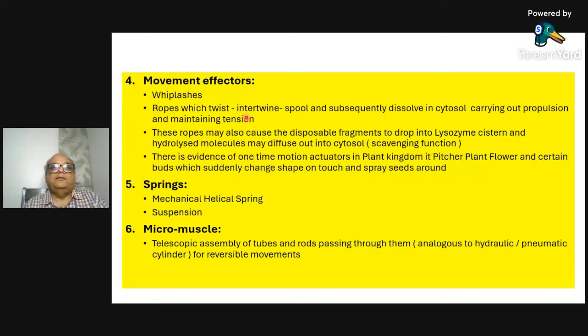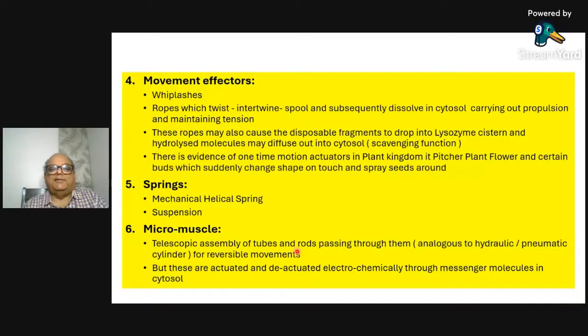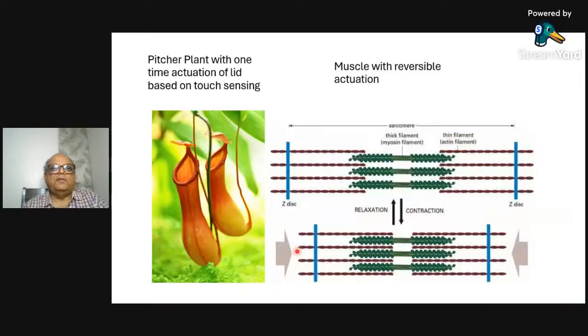The difference between before and now is that this was a one-time actuation. This is a repeatable and reversible actuation. Okay, so a micromuscle can also be there, and it's found in the cell. But these are actuated and deactuated electrochemically through some messenger molecules present in the cytosol. Depending on the concentration of certain molecules, smaller molecules can get actuated and deactuated. Okay. Now these are what I referred to some time back.